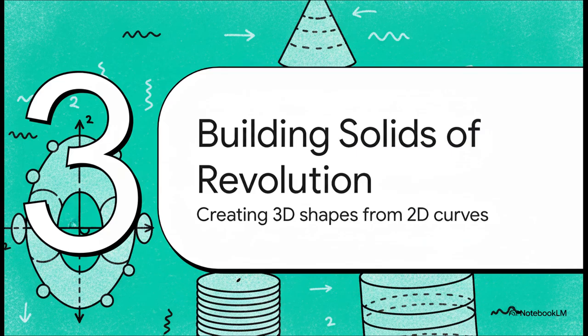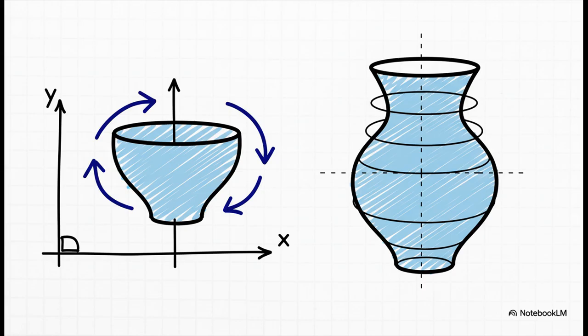We're going to look at a really common and powerful application of slicing, which is creating 3D objects just by spinning a 2D shape. Okay, picture this. You've got a flat shape drawn on a piece of paper. Now imagine spinning that paper really fast around a line, kind of like a potter spinning clay on a wheel. The path that flat shape carves out as it spins through 3D space, well, that's called a solid of revolution. And you guessed it, we can use our slicing method to find its volume.